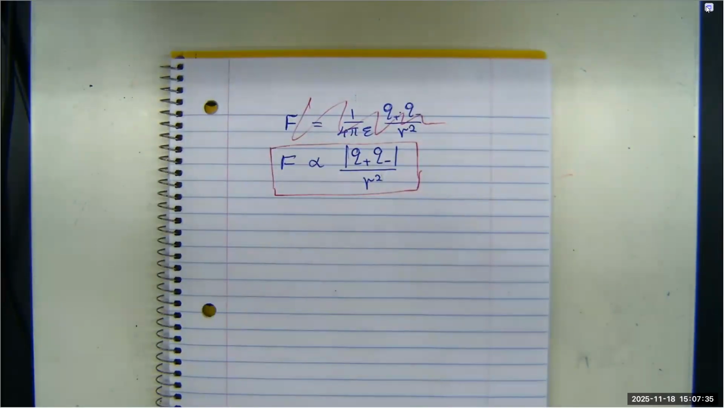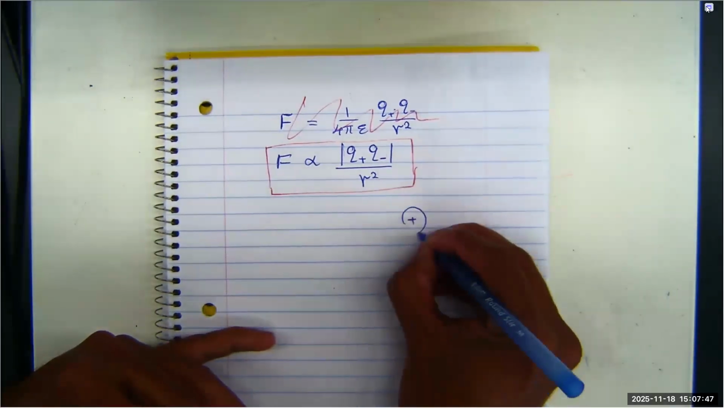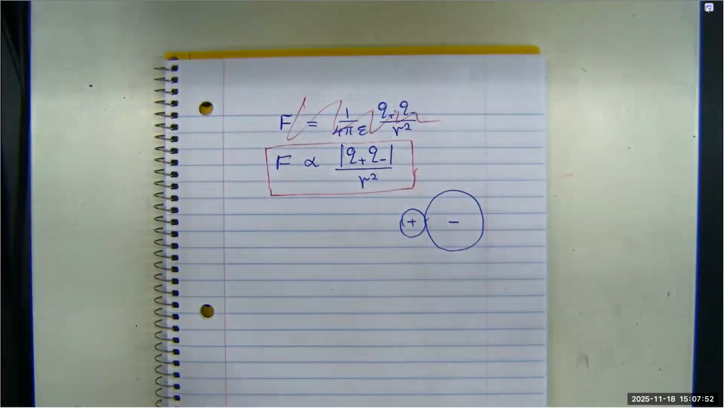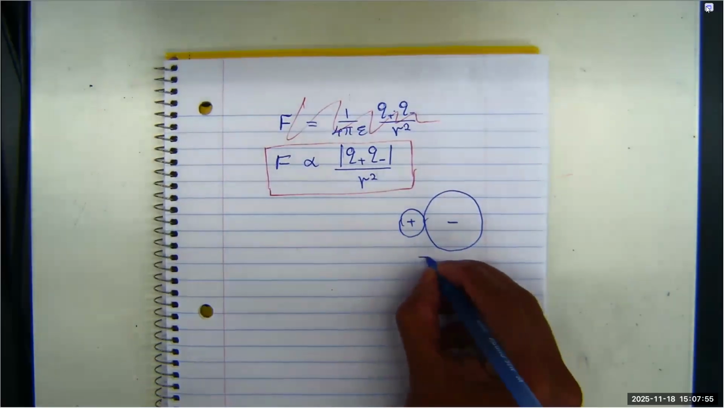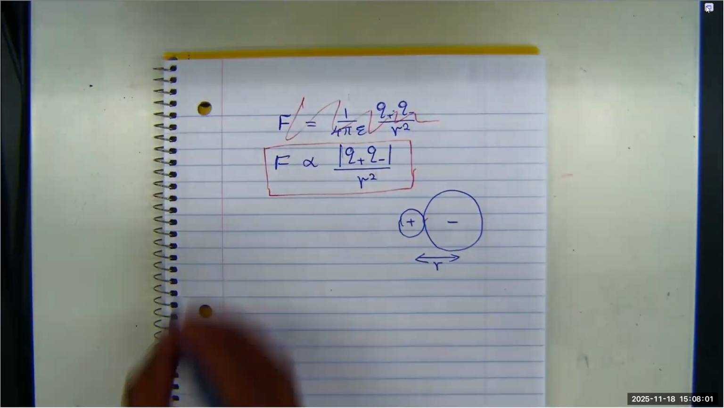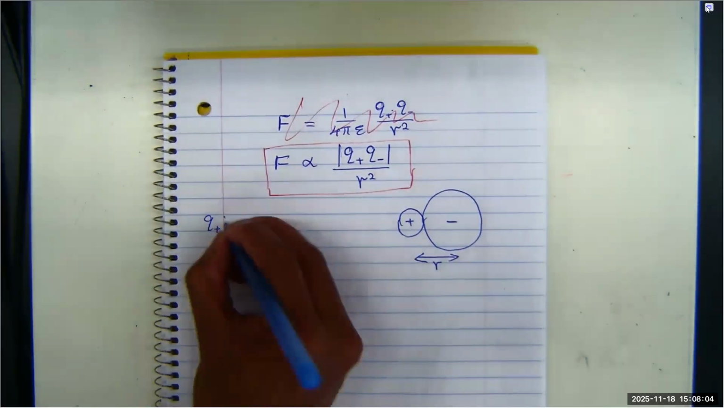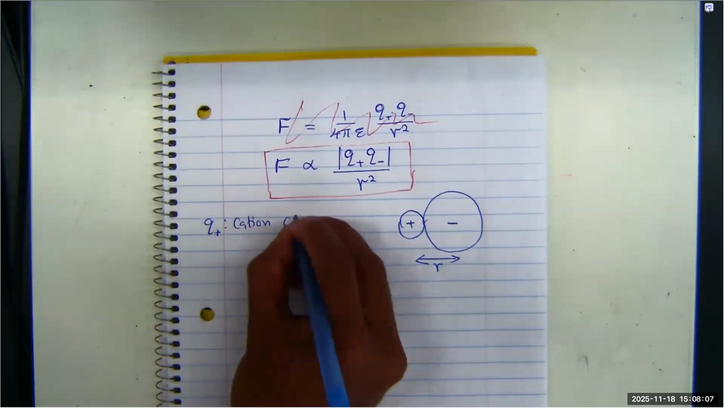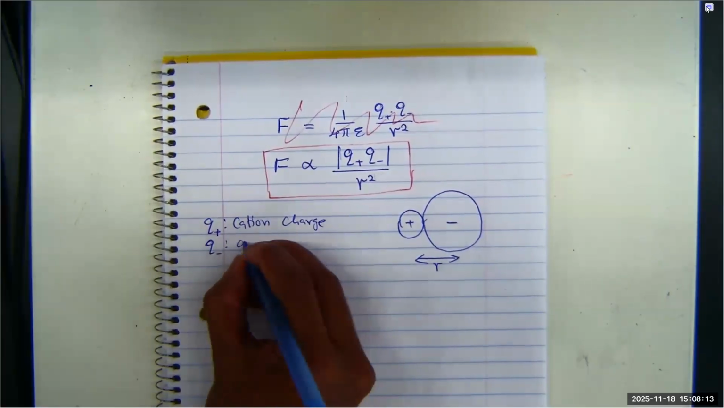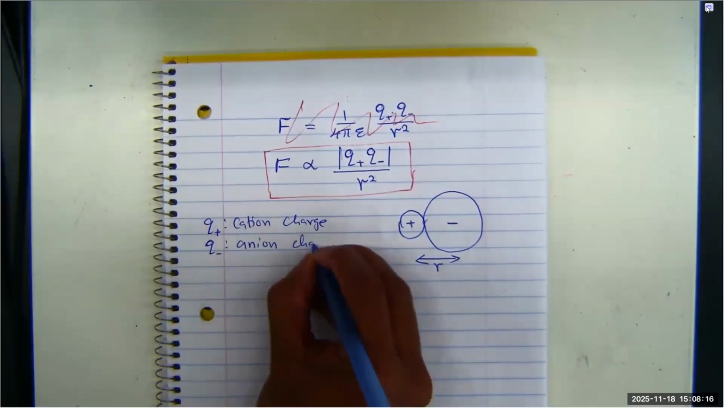We need to appreciate that the ionic force is directly proportional to the charge product and inversely proportional to the distance between the ions squared. Now just to make sense of this, this is my cation and this is my anion. The distance between the ions is the distance from the center of the cation to the center of the anion. This is what is meant by R. Q sub plus is the cation charge, and Q sub minus is the anion charge.